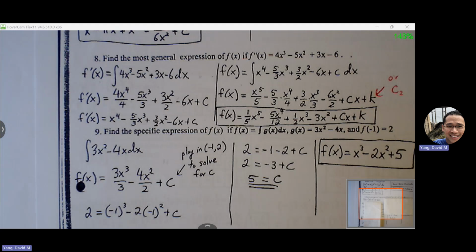So 2 equals -1 minus 2 plus c. C equals 5. So now we go back to our function, update our c to equal 5. If we leave it as plus c, that would be called a general expression. If we update the c to a 5, we call that a specific solution or specific expression for f of x.